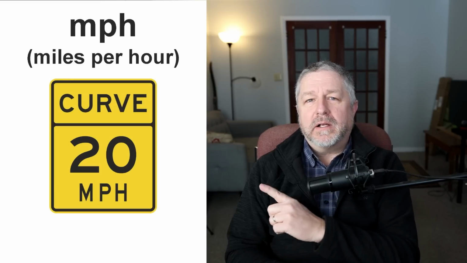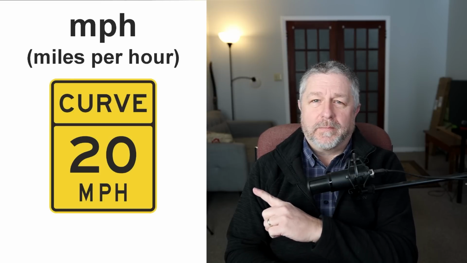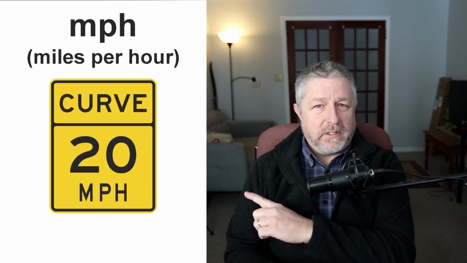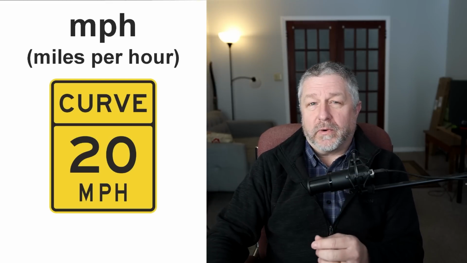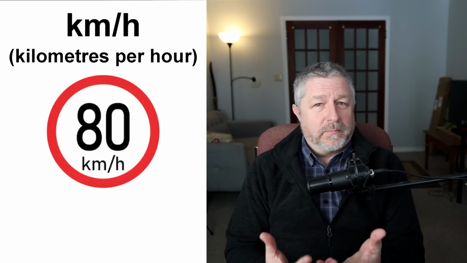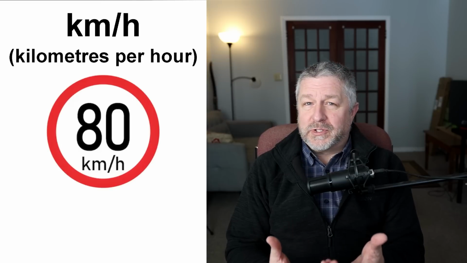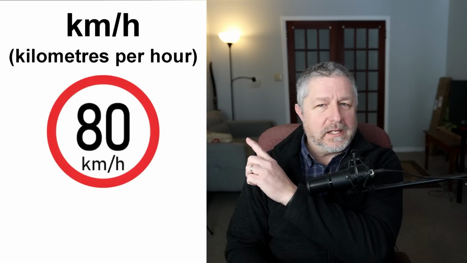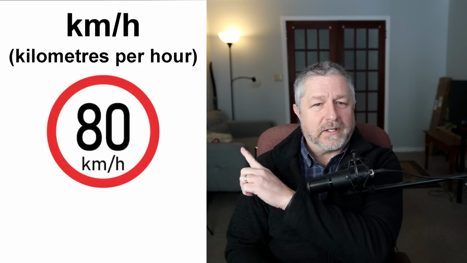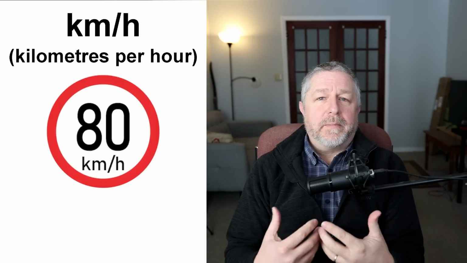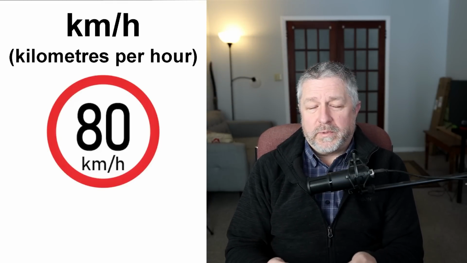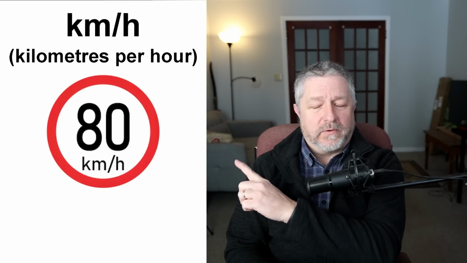Miles per hour. So depending on where you live in the world, we measure how fast you are going by how many miles you would go in 1 hour. So if you drove 20 miles per hour, you would go 20 miles if you drove for an hour. In some places, though, we go by kilometers per hour. This is the Canadian spelling of kilometers. It's not a typo. And the short form is at the top.